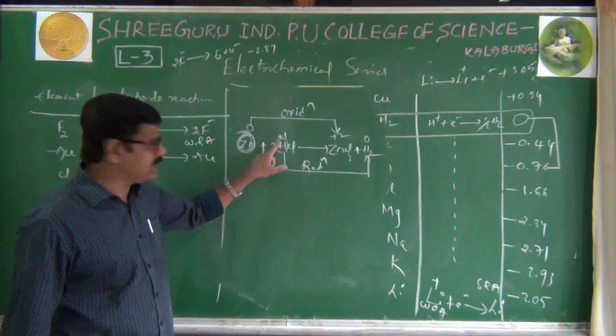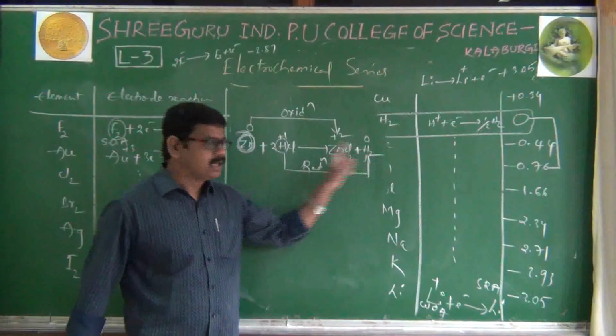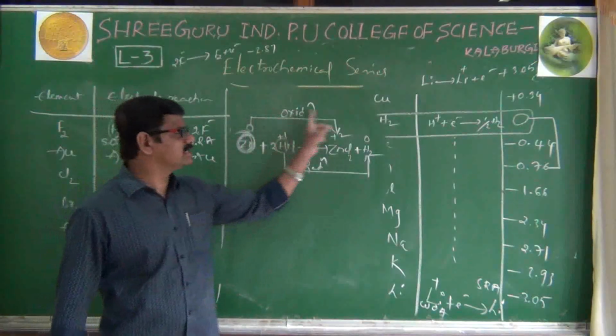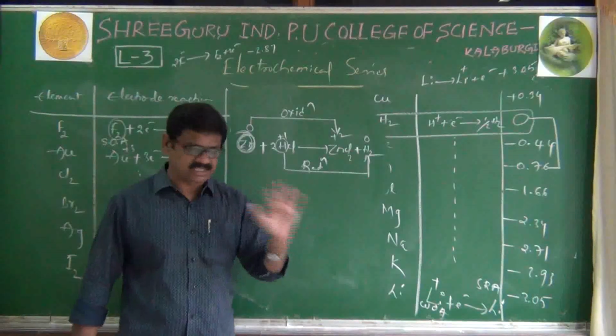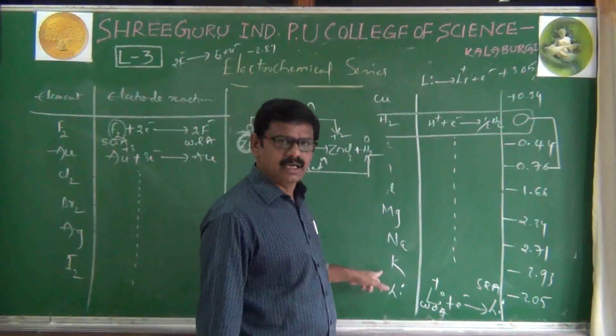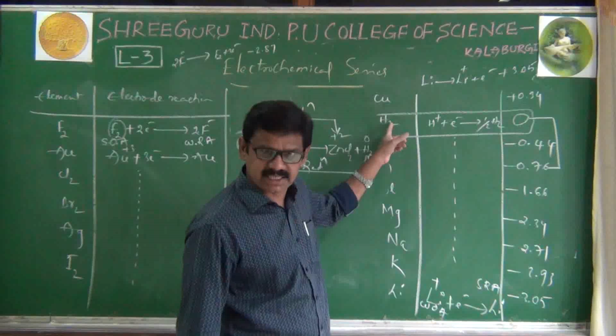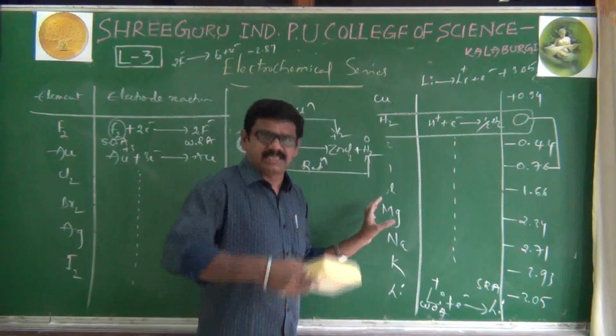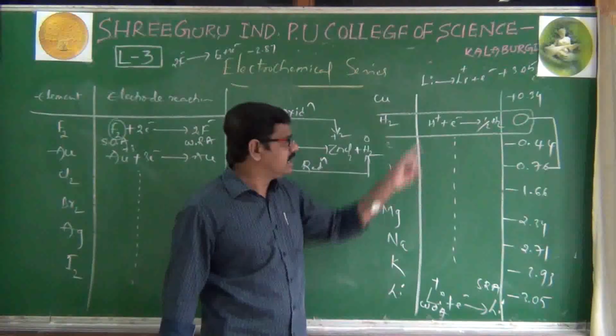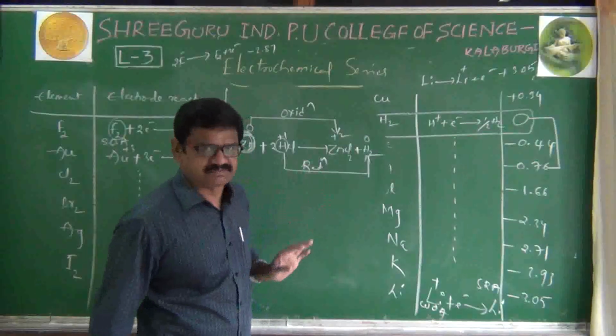Being the more SRP, hydrogen undergoes reduction. Being the less SRP, zinc undergoes oxidation. That's why whatever elements are below hydrogen in the electrochemical series are highly reactive. They can come and displace hydrogen from its solution.